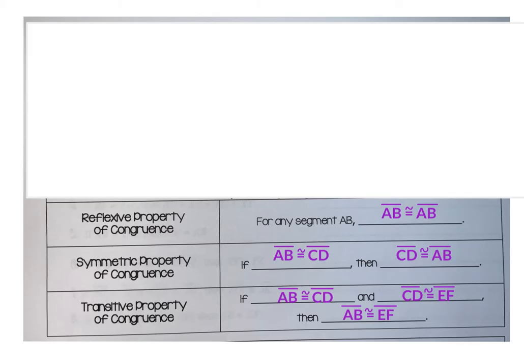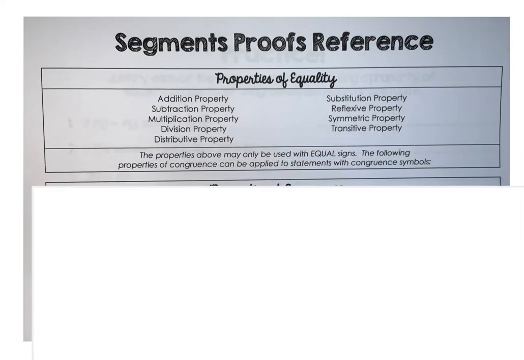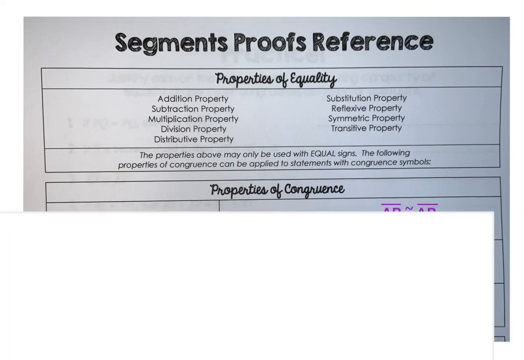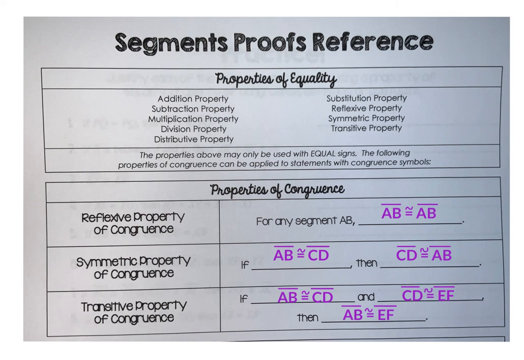All right, so let's look at your handout here. We have all of this information here at the top. Just to quickly go over the information at the top, we've gone over properties of equality. So this is just a reminder of what that is: addition, subtraction, multiplication, division, distribution, substitution, reflexive, symmetric, and transitive. And then we have properties of congruence. So let's look at these properties of congruence, the first thing in your handout that you need to fill out.